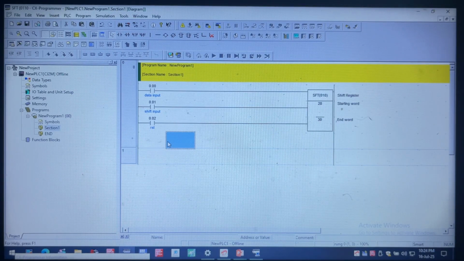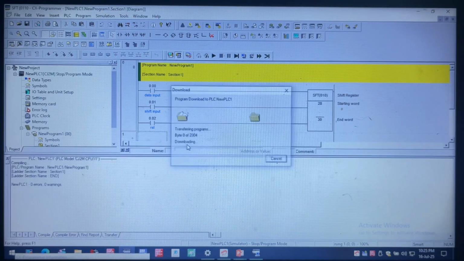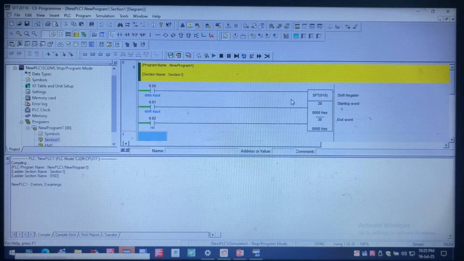The starting address was 28 and the end was 30s. You can decide according to your need. So today we used 28 as the starting word and 30s as the ending word. For online simulation, press Control plus Shift and W. This is the online simulation, and we can watch it in the window.